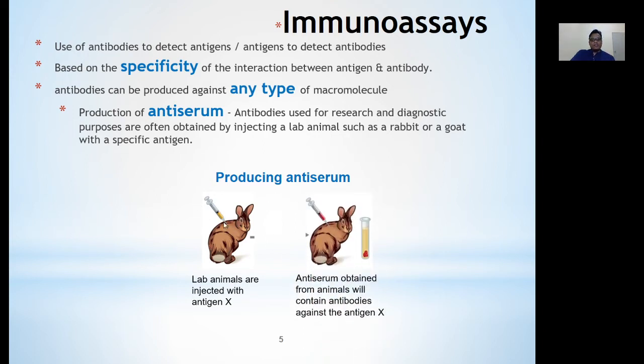It takes some time for the animal to mount the immune response, the secondary immune response, adaptive humoral immunity, to produce antibodies. Once the antibody is produced, we will withdraw the blood from the animal. The blood will contain the serum. So the antiserum obtained from the animal will contain antibodies that have already been produced earlier against the antigen X.